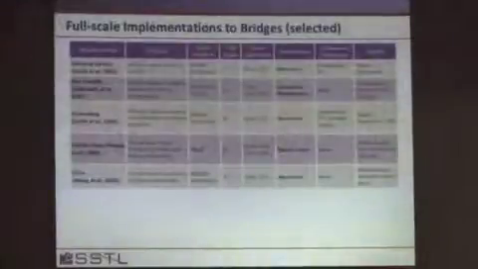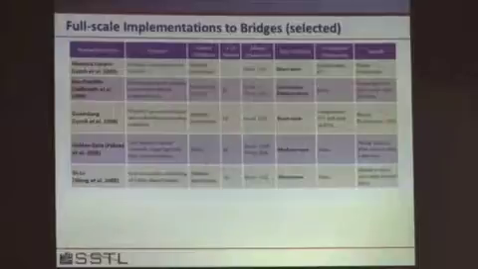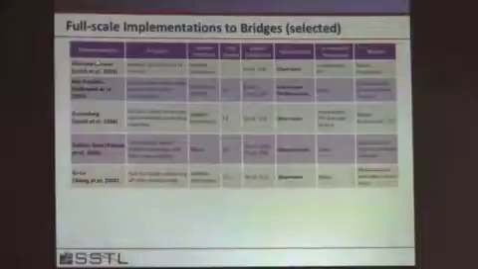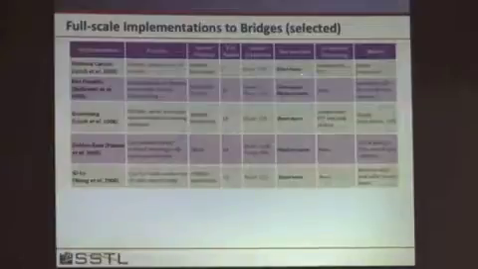Now, for full-scale implementations, there are a few selected ones here, and what you see is that the first full-scale implementations were just 10 years ago. This was by Jerry Lynch, who's now at Michigan. This was when he was at Stanford working with Chuck Farrar at Los Alamos National Laboratory. They installed 7 nodes, which each had 2 accelerometers, and it was a short-term deployment. And then there were a number after that.